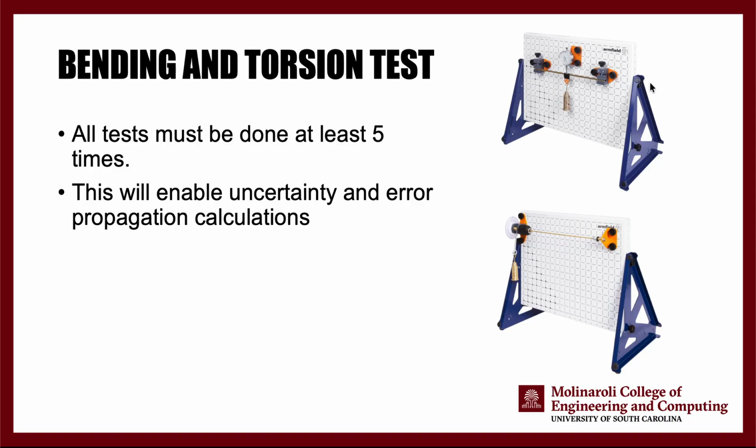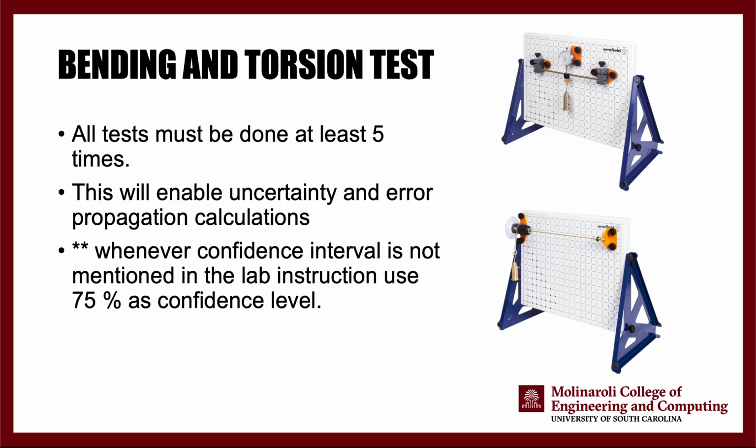So you have essentially 30 different measurements for this, and we have a couple of different measurements for the torsion one as well. Make sure you calculate the uncertainty of these measurements too, for the modulus of elasticity and modulus of rigidity calculations. If you are not given a confidence interval, you are welcome to use a confidence interval of 75% for your measurements. Keep in mind that we want you to use the student t-test for all of this analysis.